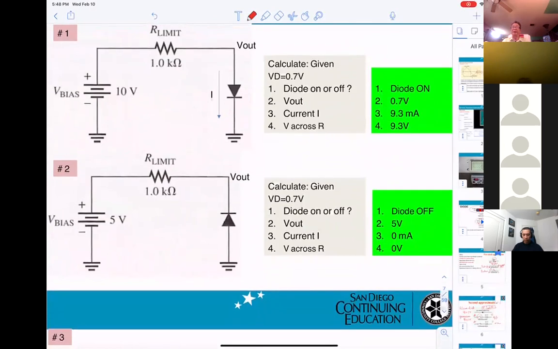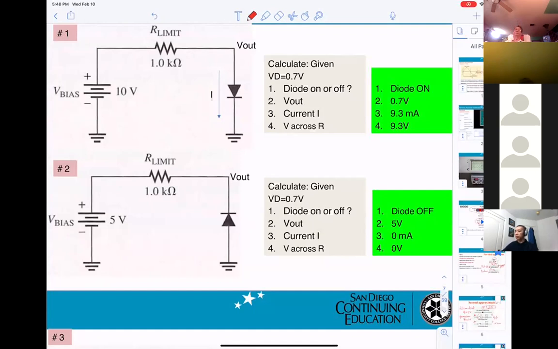Same thing happens for germanium, a different type. They need 0.3. Okay, now looking at this circuitry here. You have a 10 volt power supply, a 1 kilo ohm resistor, and a diode. So whenever you're looking at circuitry with a diode, if you don't know whether the diode will be on or off, you cannot solve the problem. Okay? So in example number 1, can you tell me if the diode is on or off?